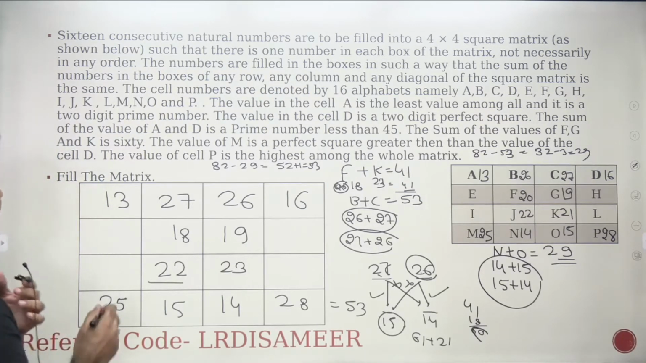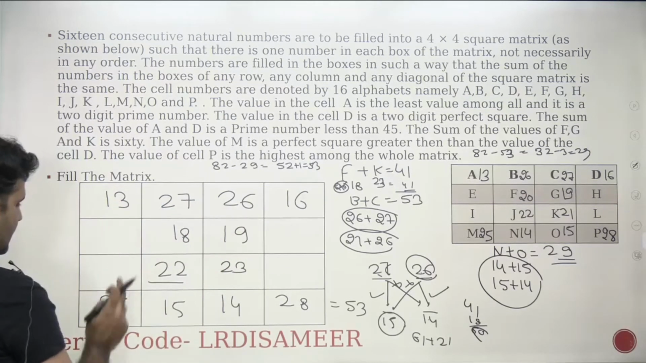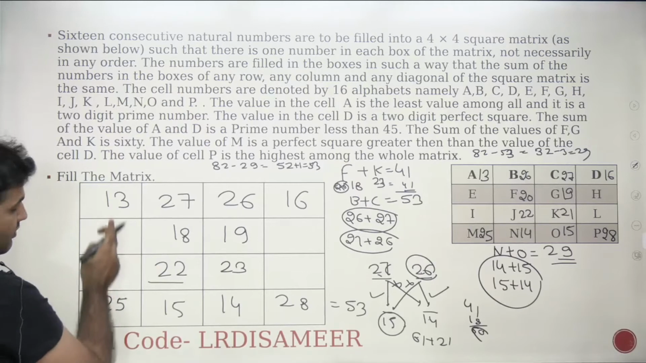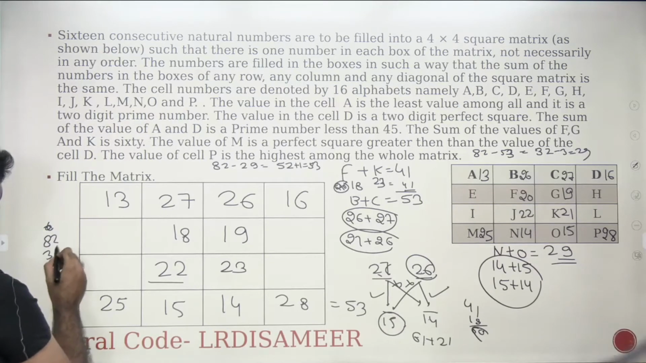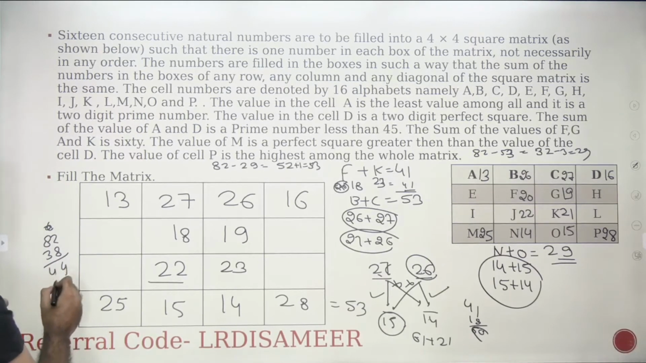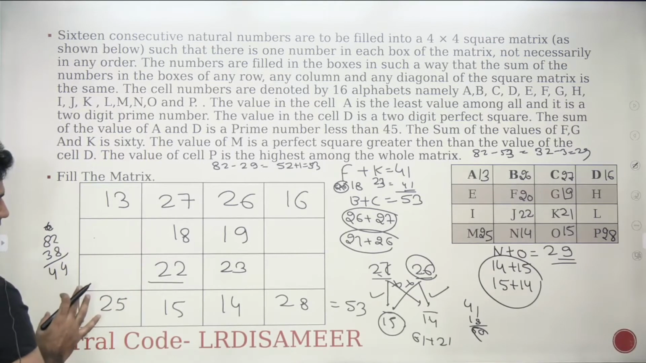What are these numbers? I have 13, 27, 26 here. This is 13, this is 25, that is 20, that makes it 38. So I'll be left with 38 of 82 minus 38, which is 44. I need the summation of these two values as 44.